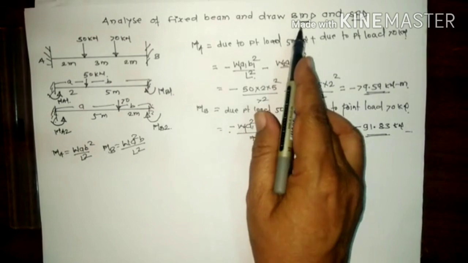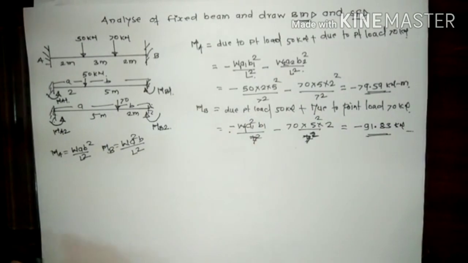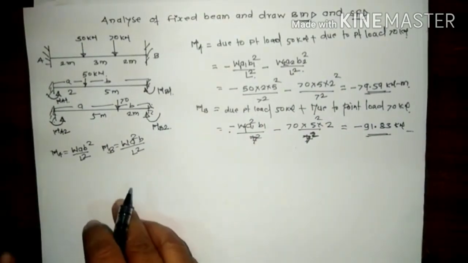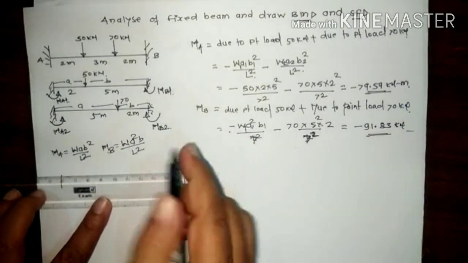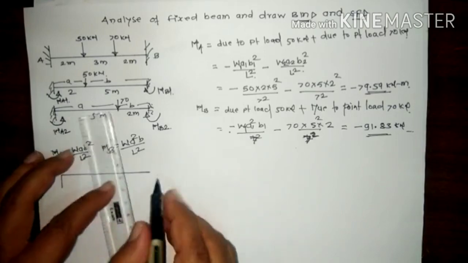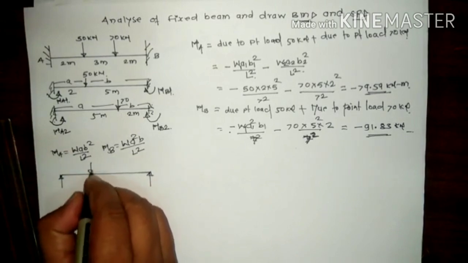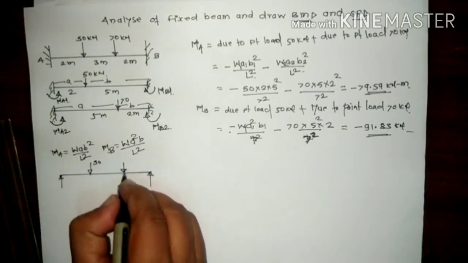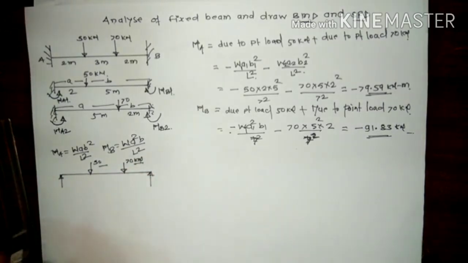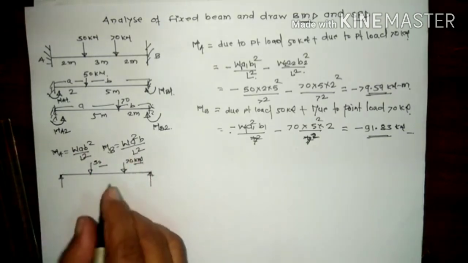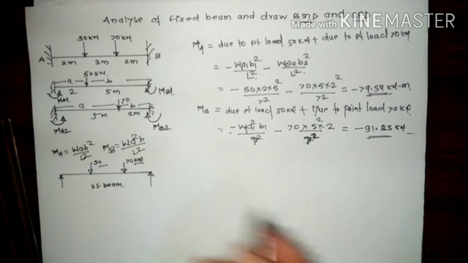Now the next question is the BMD. For the BMD, we first have to draw the free BMD, considering the beam as simply supported. Remove the fixed moments and assume the beam is subjected only to these two point loads. For this, you have to draw the BMD. This is called a simply supported beam, and the diagram is called the free BMD.